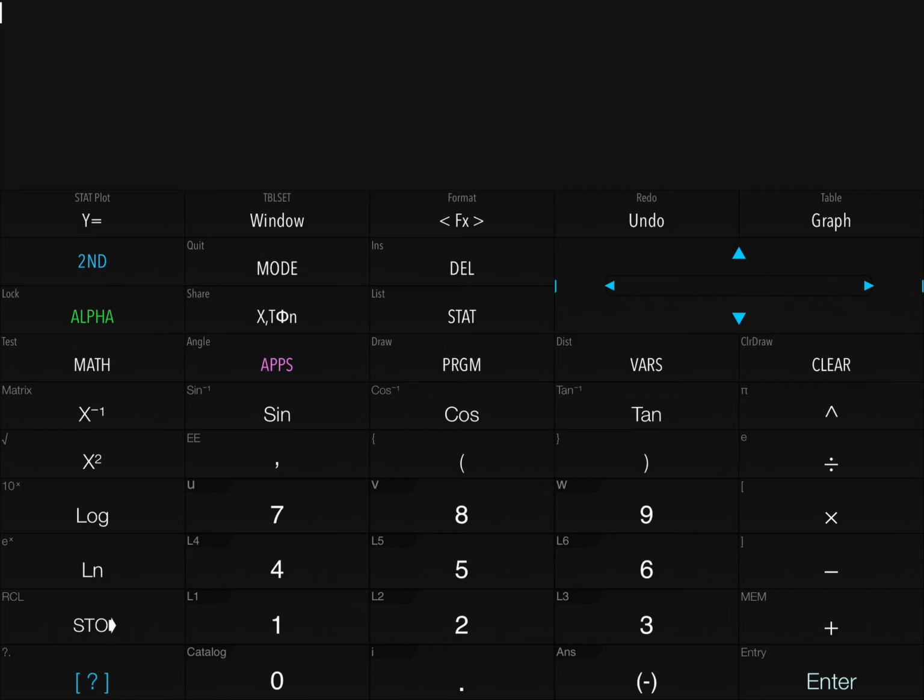So I know some of you have an app that might look a little bit different than mine, but the buttons are in the same area. Okay, so this second method is to press the y equals button on the top left. So that would be this button right here. You just press y equals.